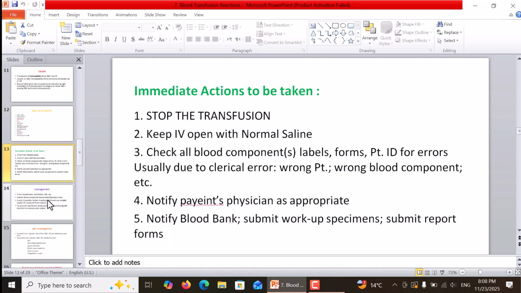Immediate action to be taken in the case of this transfusion reaction: we should stop the transfusion, keep the IV line open with normal saline, check all blood components, label them, check the patient's ID for errors, usually due to clerical errors, for example, wrong patient or wrong blood component, etc. We will notify the physician and notify the blood bank and submit the specimen and submit the form.